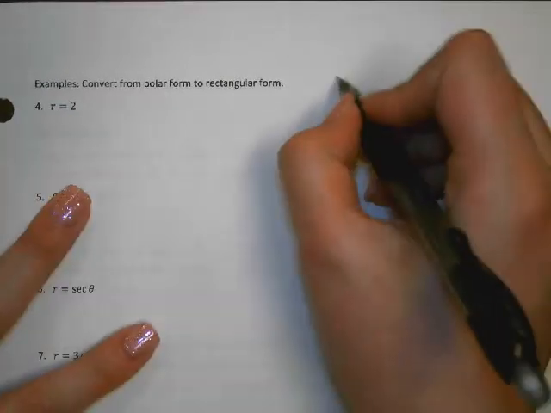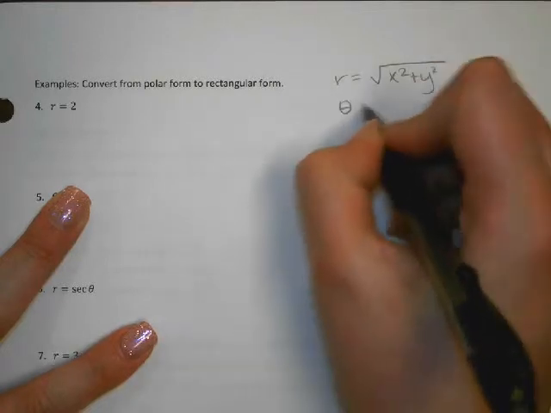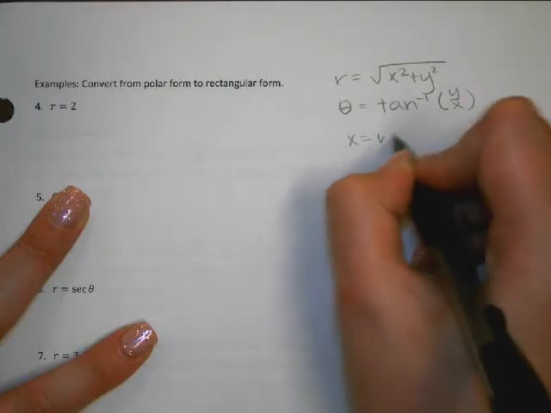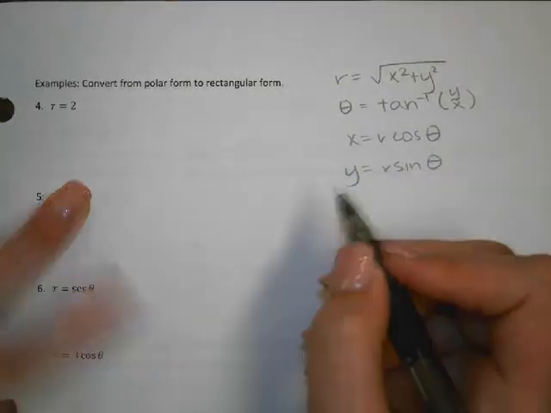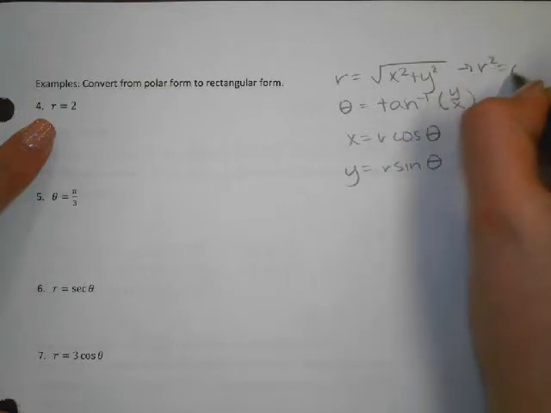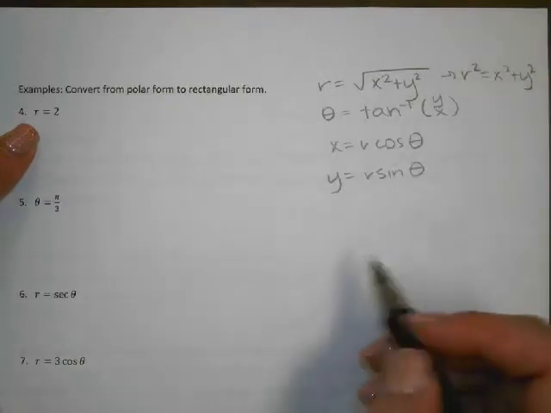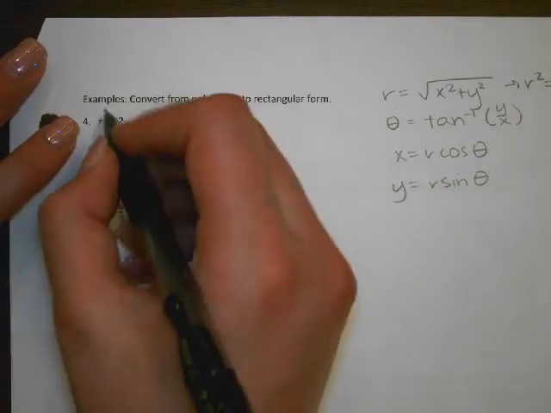Okay, so on this side of the page, we're just going to go ahead and convert some equations, and this part is not too bad. So I'm going to go ahead and write down those conversion formulas so that I can refer to them. All right, so for these two, I like to remember that r squared is x squared plus y squared, just because sometimes you'll have the r alone and sometimes you won't, so it's helpful to have both of those.